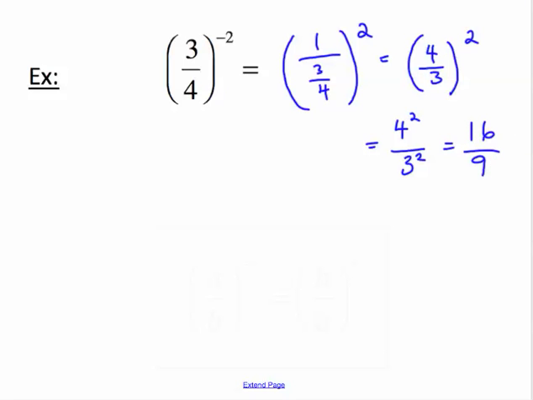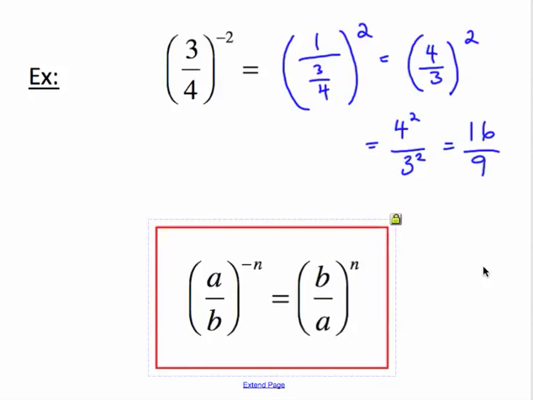So the same rules apply when you're working with fractions. Flip the base and then change the negative exponent to positive. That can be expressed like this: a over b, all to the negative n, is equal to b over a, all to the positive n. So those are exponent rules for 0 and negative exponents.